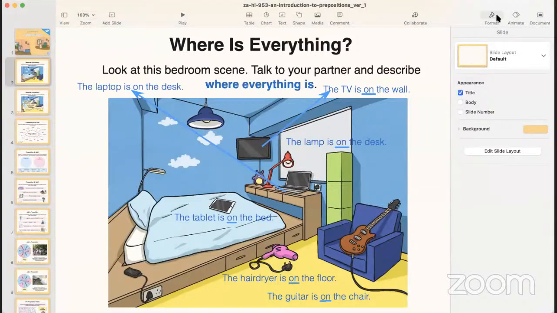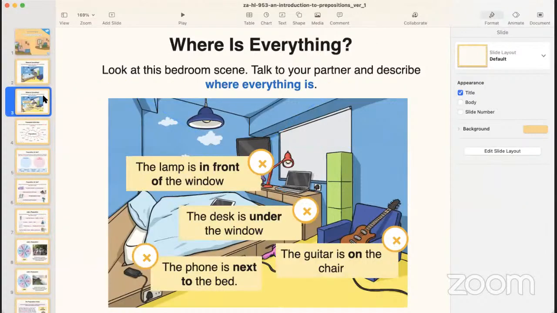How did you guys all do? The clock is on the desk. Good. The teddy is on the desk. Good. Okay, let's do another one. Let's have a look at the next picture.